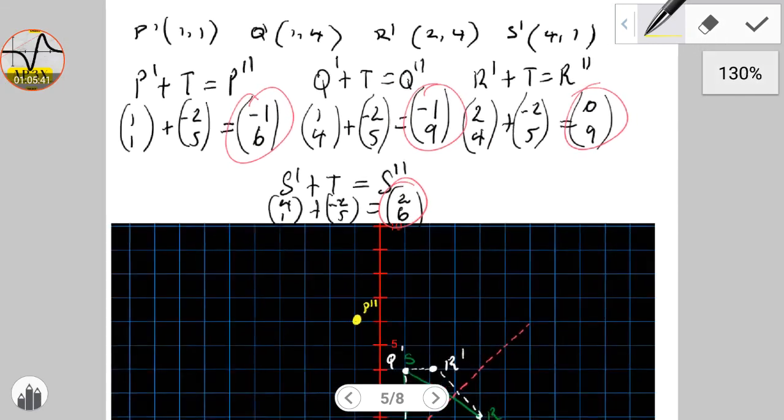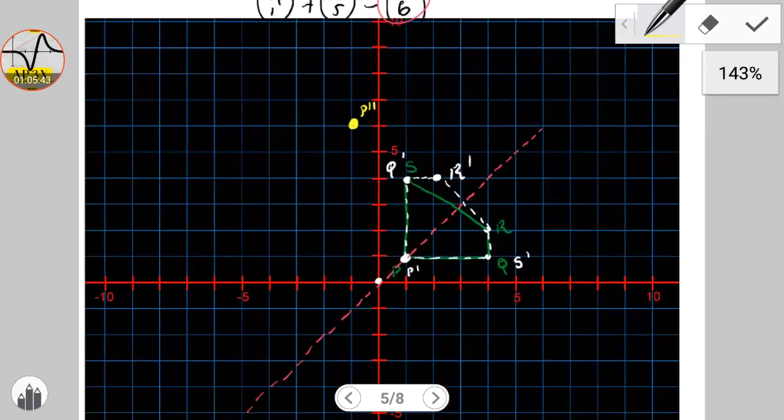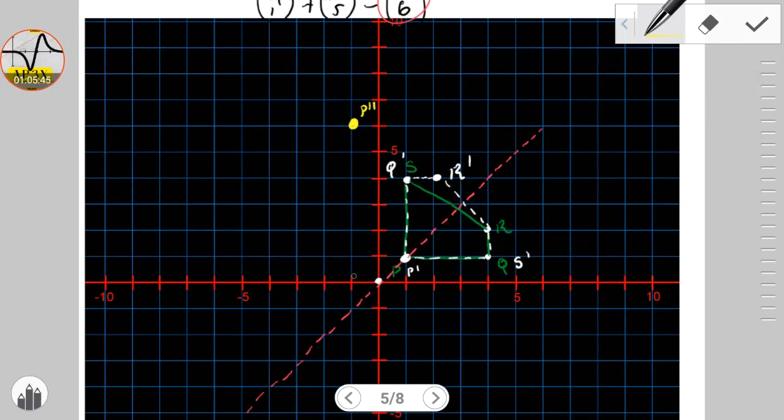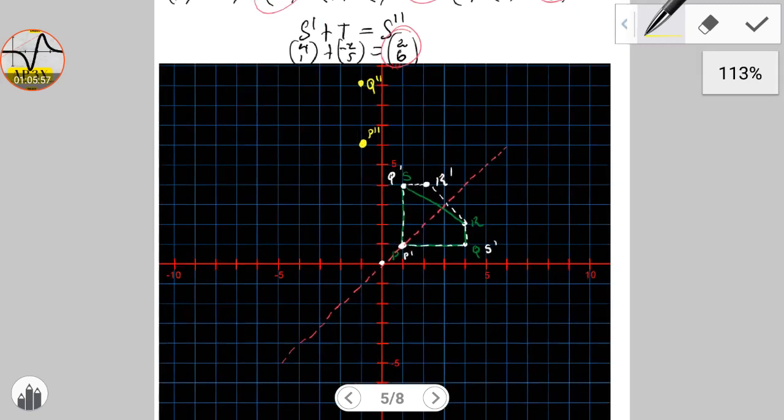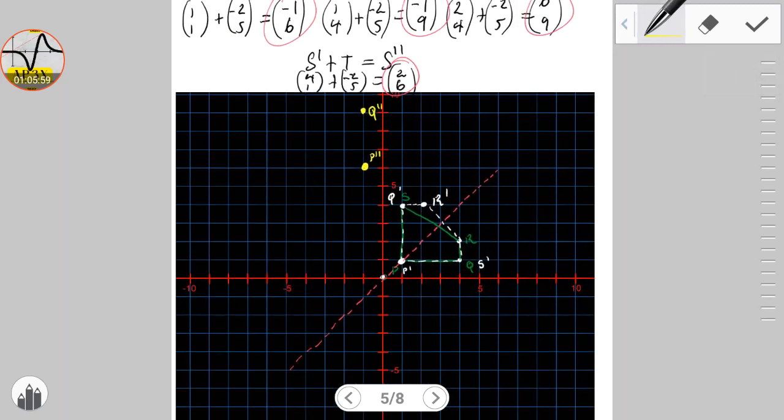Then we're going to go ahead now and plot minus 1, 9. So that's minus 1 again, this direction. 9, 1, 2, 3, 4, 5, 6, 7, 8, 9. That's here. So that's Q prime. Q double prime, pardon me. We're going to go ahead then and plot 0, 9. So that's 0, 9, 1, 2, 3, 4, 5, 6, 7, 8, 9. Okay, so that's going to be right here.